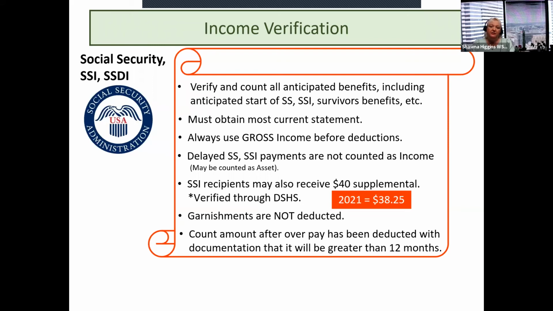And then you're going to count the amount after overpayment has been deducted with the documentation that it'll be greater than 12 months. Meaning that if they were overpaid and Social Security is collecting it back on each one of their checks, you're going to want to make sure that they still have 12 months worth of that to be able to count the lower of. That would be the only time that we would go the lower of.